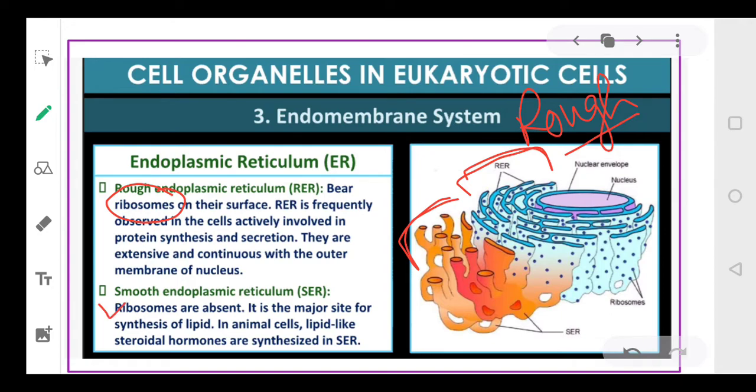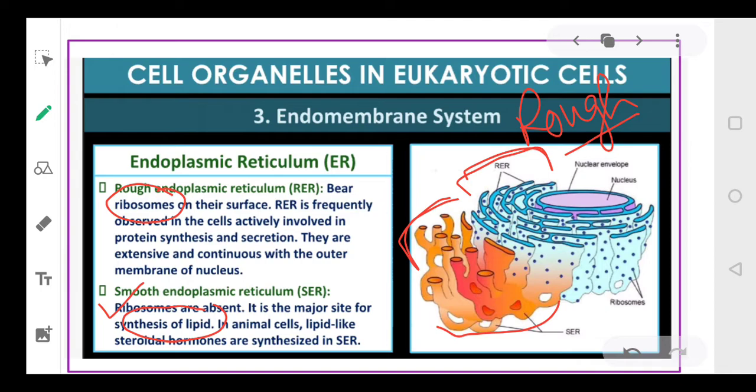Coming to the smooth endoplasmic reticulum, as you can see, the surface is smooth. So they do not contain ribosomes on their surface. Ribosomes are absent on the surface of the smooth endoplasmic reticulum. And your smooth endoplasmic reticulum brings about the synthesis of lipids. So RER synthesizes the proteins and smooth endoplasmic reticulum synthesizes the lipids.